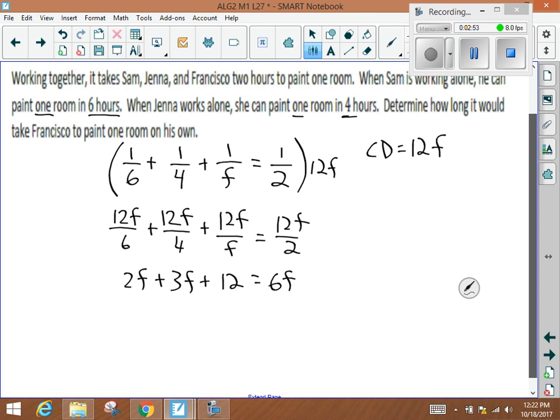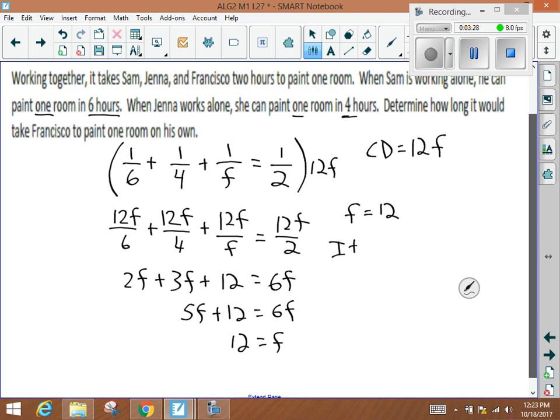So let's go ahead and combine my terms over on the left. I'll end up with 5f plus 12 equals 6f. And now it's time to subtract 5f from both sides, and that will give me f equals 12. So it turns out, how long would it take Francisco to paint one room on his own? It is going to take him 12 hours, okay?